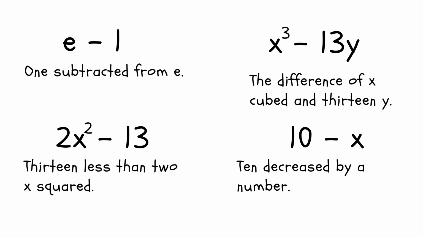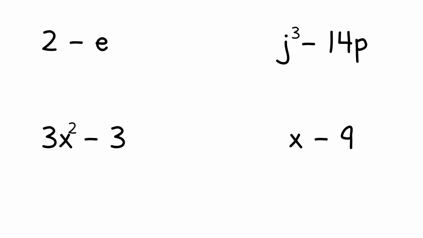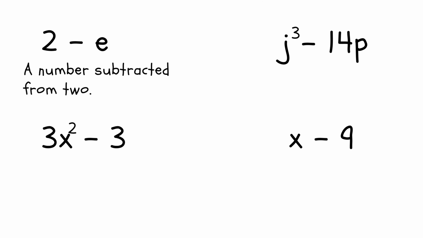As you can see, we are using common terms to refer to subtraction, such as subtracted from, difference, less than, and decreased by. Now, you can pause the video and try these on your own. I'll just go over the verbal expressions now. 2 minus e. We can express this as a number subtracted from 2. Here e represents an unknown number. j cubed minus 14p. This can be written as the difference of j cubed and 14p.